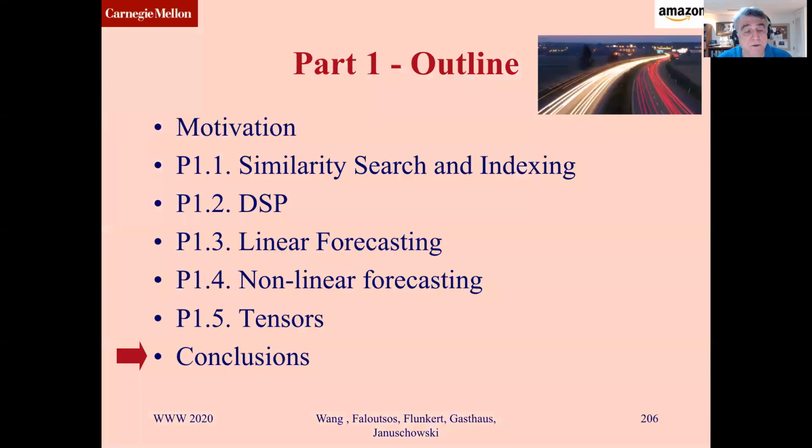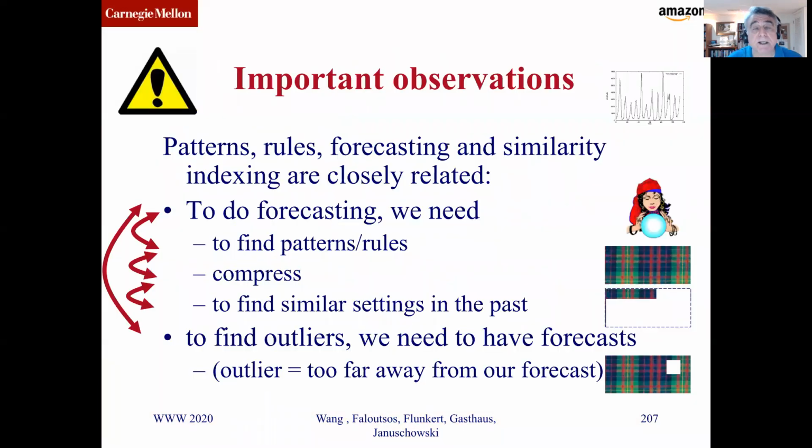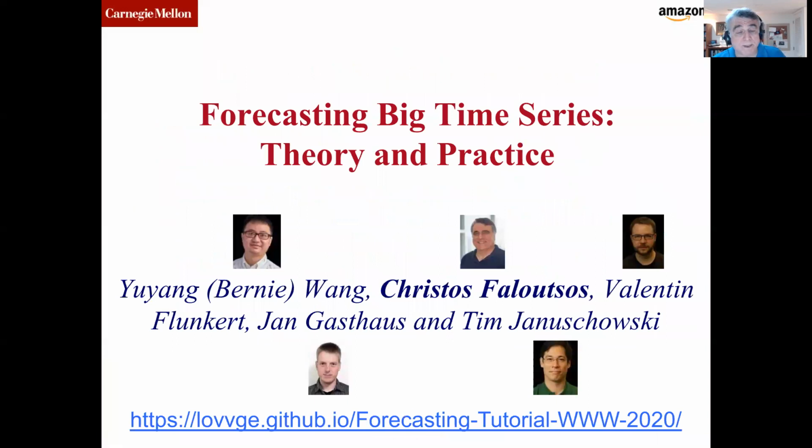And we are almost at the end of part 1. The conclusions are, again, the problem of forecasting is closely related to pattern discovery, to lossy compression, to similarity searching in the past, and to anomaly and outlier detection. All the material we are covering is on this website, so I'll give you 2 seconds to download it or snap a photograph. Feel free to stop the video if you are watching offline.